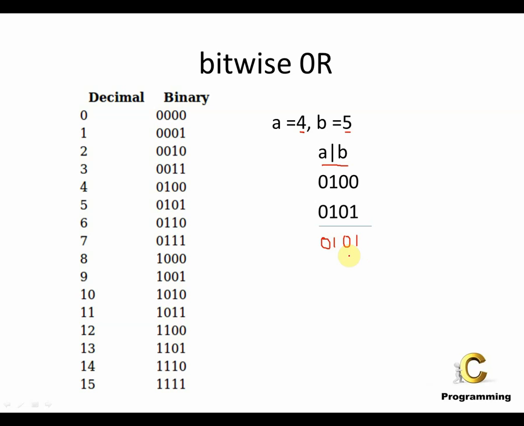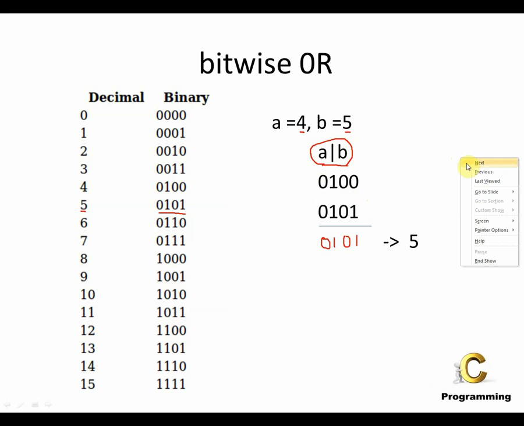Now we have to convert this into a decimal value. Since this is in binary, we have to convert it into decimal value. So after converting into decimal value, we would get 5, because 0, 1, 0, 1, as you see in the chart, is actually a representation of 5. So this was how bitwise OR is conducted.